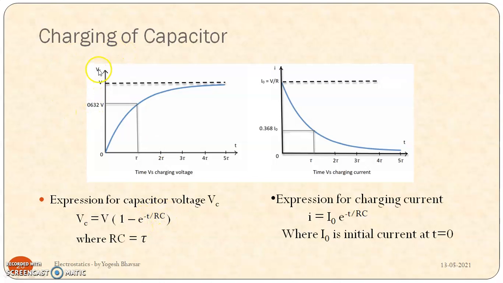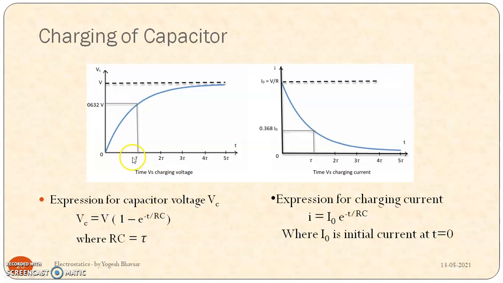Now let us see the graph of this charging voltage with respect to time. If you see, the graph is exponential, as the term e is present. Now at t equal to 0, e raised to 0, everything raised to 0 is 1, so 1 minus 1 becomes 0. So whenever the time is 0, the charging voltage Vc is also 0.